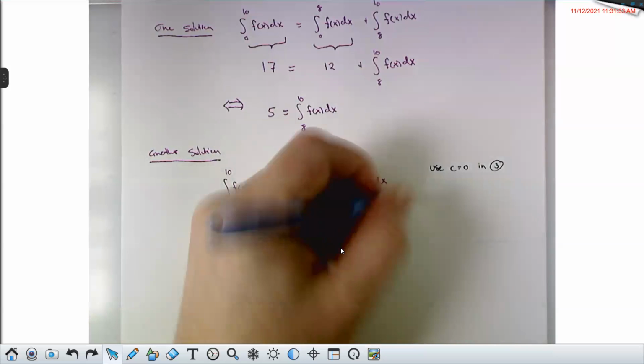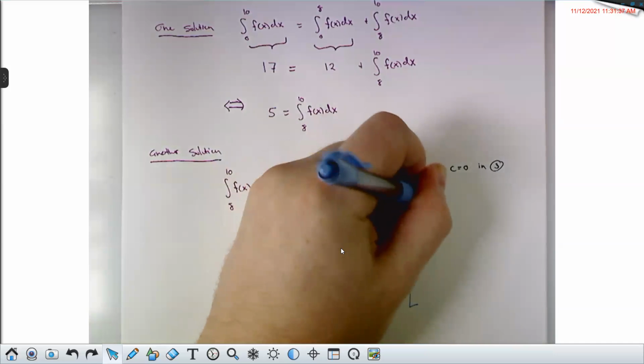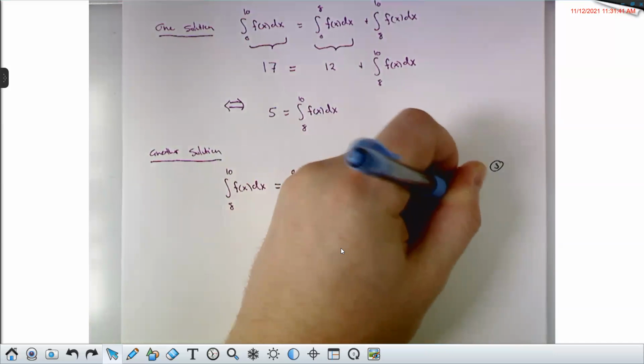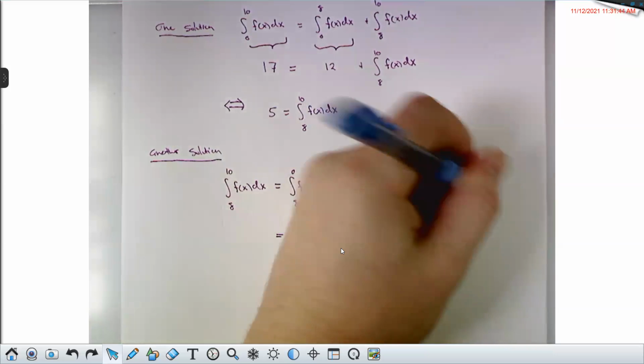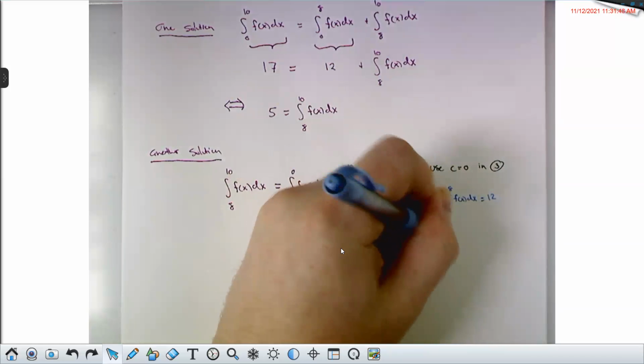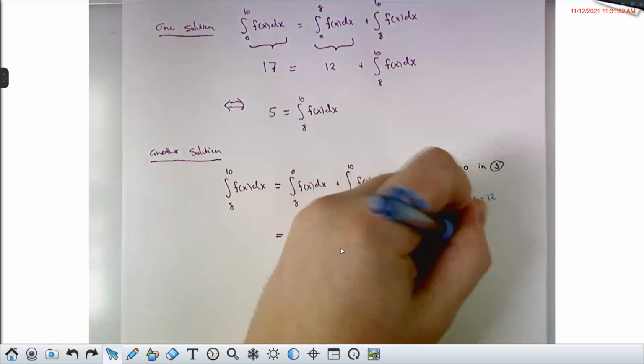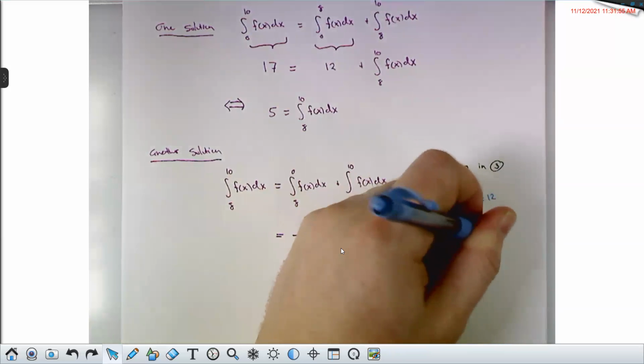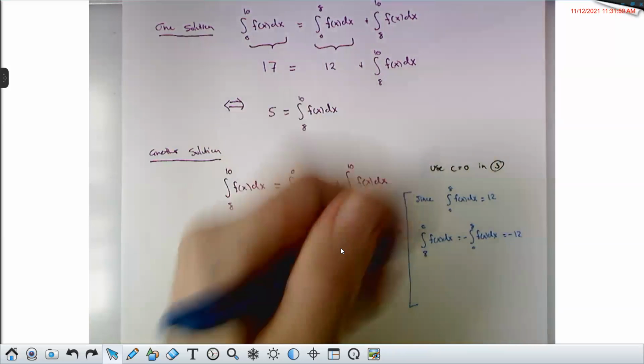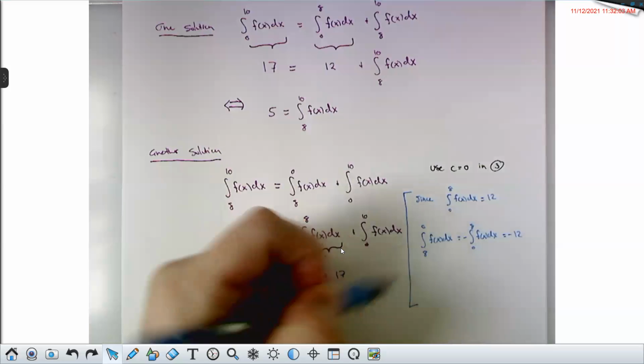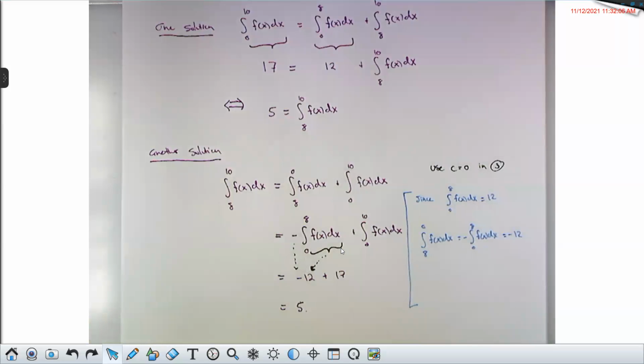So we can annotate a little bit here. Since the integral from 0 to 8 of f of x dx is equal to positive 12, the integral from 8 to 0 of f of x dx is the negative of the integral from 0 to 8 of f of x dx, which is negative 12. So if we just wanted to find this on its own, this would be negative 12. Is that feeling comfortable?